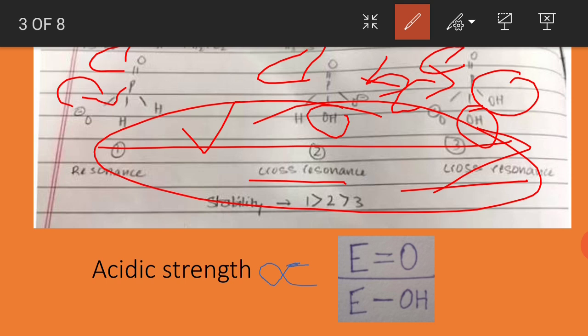Okay, that's why the stability order is 1, 2, then 3. Whichever the stability order is, the same is the acidity order of their conjugate acids. So when we talk about the acidity of their conjugate acids, the same order will be followed. So we can say that H3PO2 is the most acidic and H3PO4 is the least acidic.